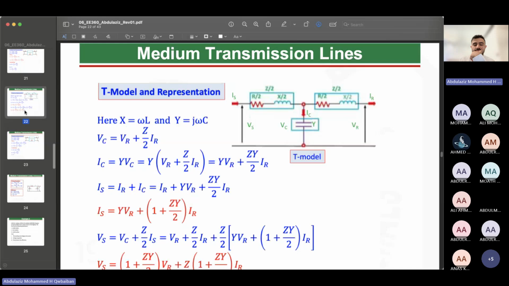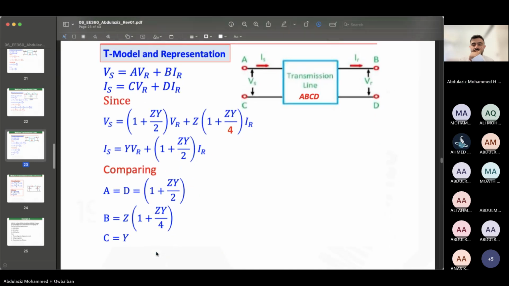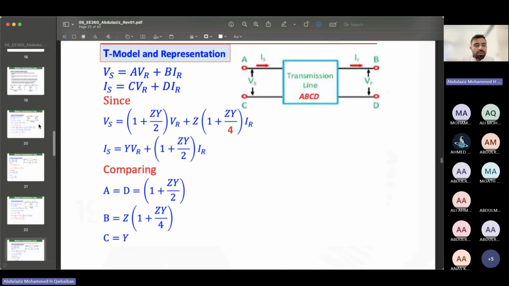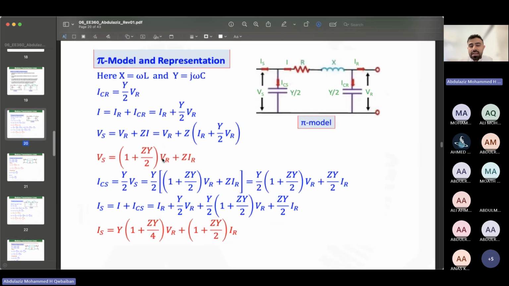Keep in mind, don't confuse. This is A, B, C, D. Okay? So in the last lecture, what did we do? I told you we have the pi model, and this is the A, this is the B, this is the C, this is the D. It's better to memorize them, but you have to prove them. One of my favorite questions that I'm planning to have is I ask you to do a pi model, T model, and compare both answers. Okay?